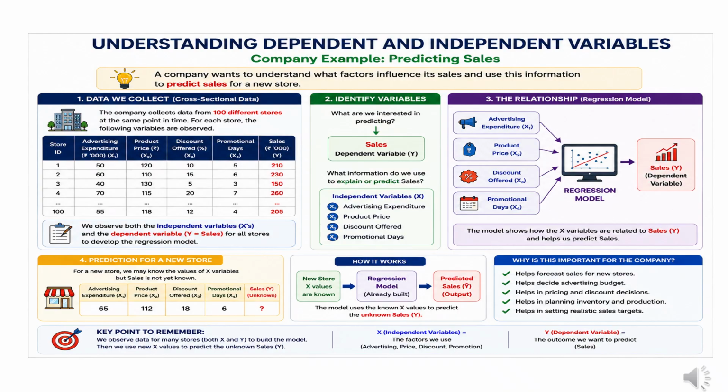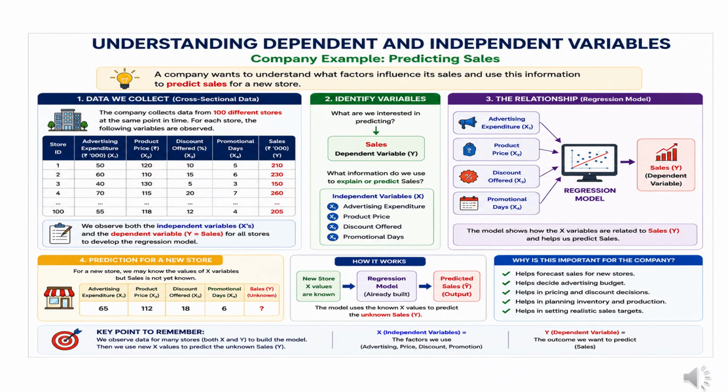Now comes an important point. To build the regression model, we need data from our existing stores where both X and Y are known. Once we develop the regression model, suppose the company opens a new store. We may know the advertising budget, price, discount, and promotional days for that new store, but we don't yet know its sales. We can then give these new X values to our regression model, and the model will give us an estimated or predicted sales value.